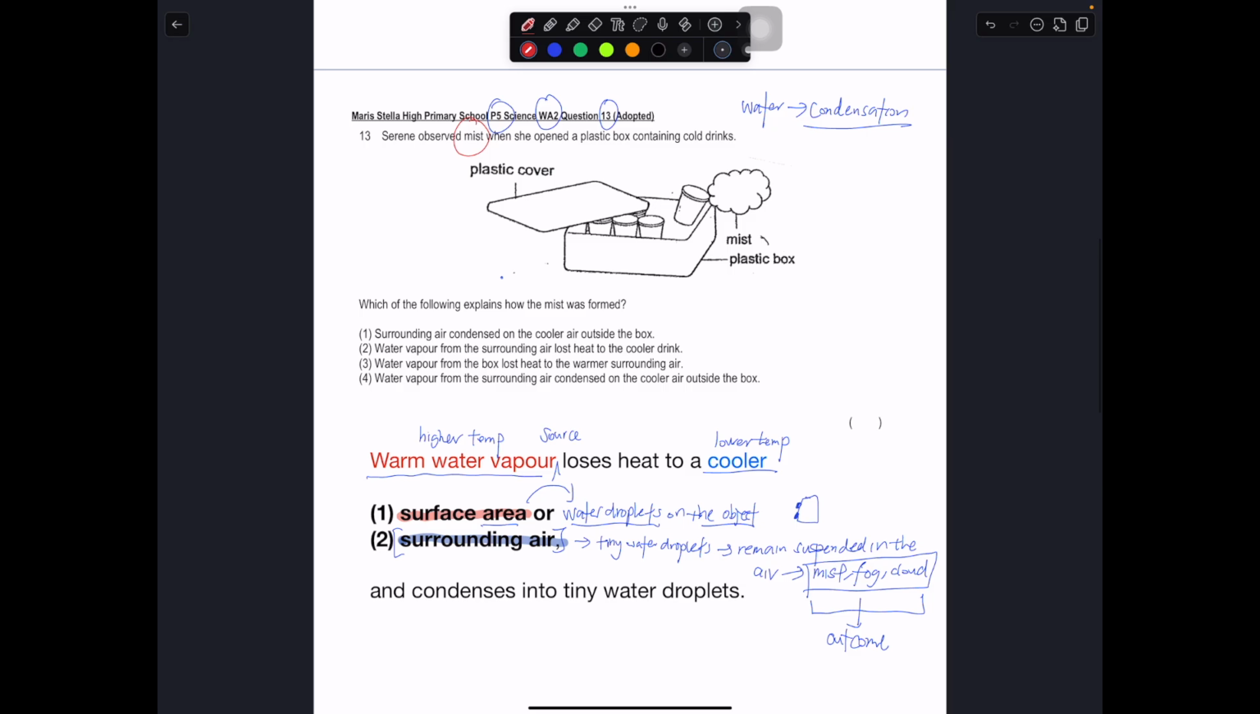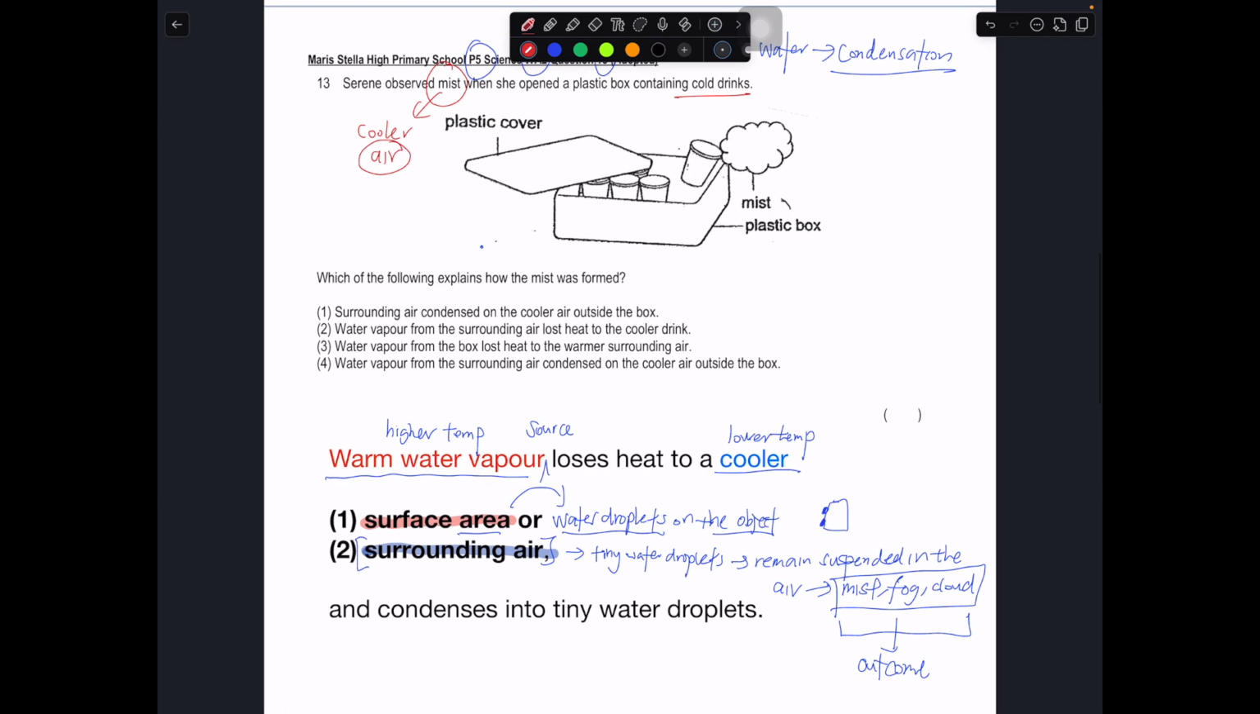Okay, so observe mist. So straight away you know mist, it must be a cooler parcel of air. Okay, so when she opens up the plastic box containing cold drinks, the mist only appears when she opens up the plastic cover. So which of the following explains how the mist is formed? Okay, let's take a look at number one. Surrounding air condenses on the cooler air outside the box.